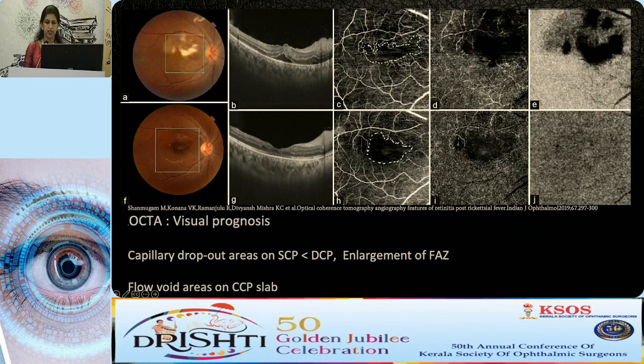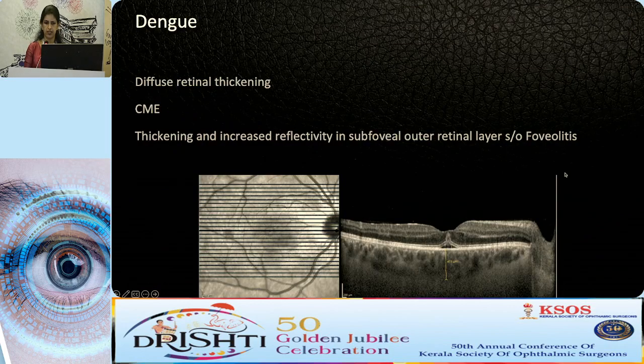Enlargement of the FAZ, if it is seen, is a definite indicator that the patient's vision is not going to return to normal. And there may be flow void areas, or it may even be projection artifacts on the choriocapillary slab, but this usually recovers.